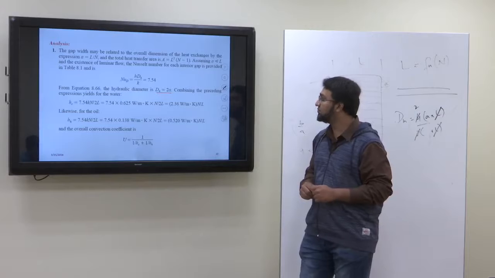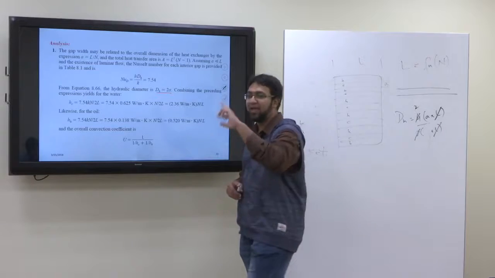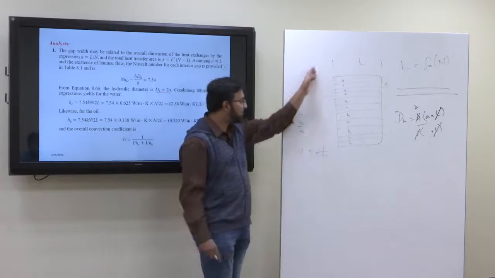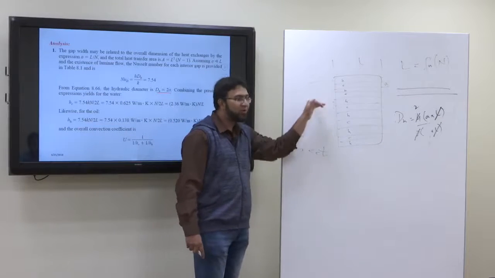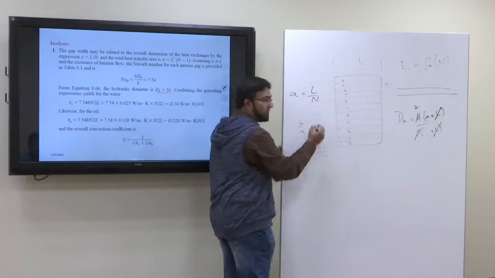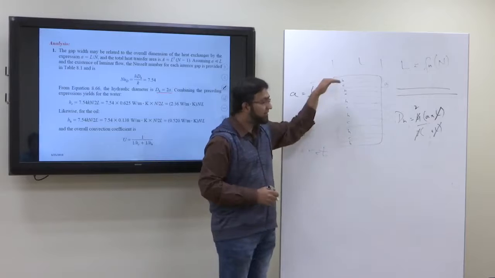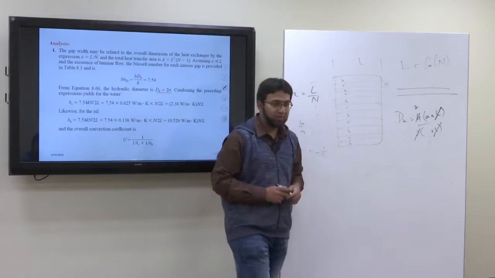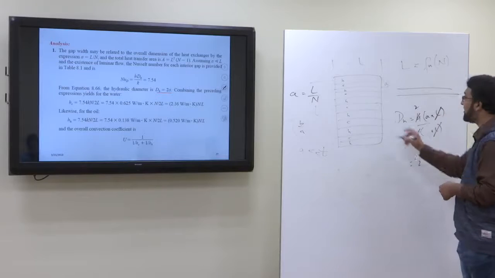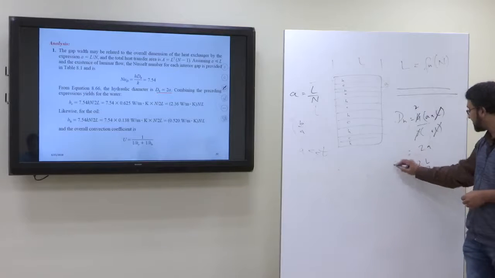Now I can substitute the values, but A is what? We have to put everything in terms of L and N. So if this total length is L and there are N number of gaps, then A is equal to L upon N. Okay? So hydraulic diameter becomes what? 2A, which will be 2L upon N. Right? So now this is my hydraulic diameter.